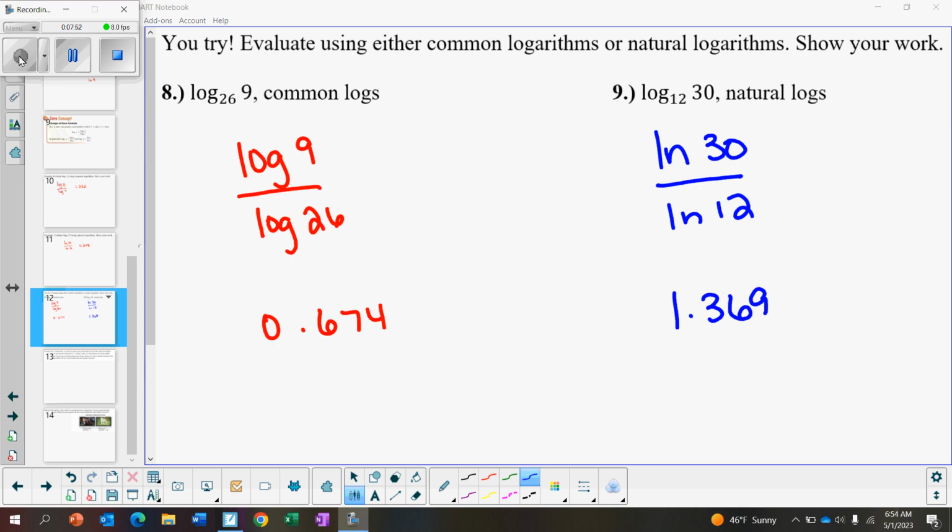All right, so for number 8, we have log 9 over log 26. We get 0.674. For number 9, we have ln 30 over ln 12. We get 1.369.